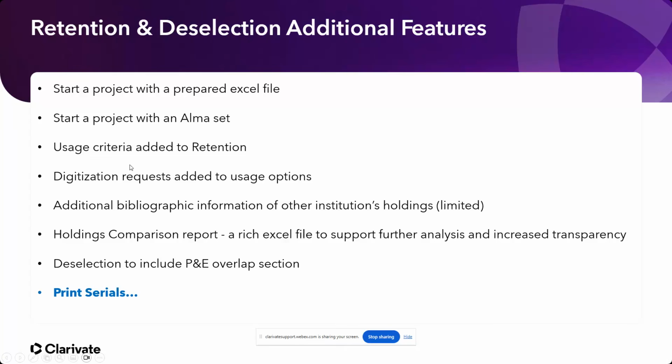We're adding the usage criteria to the retention workflow, which currently does not exist. It's only in the deselection. Digitization requests will be added to the usage options. We're going to be adding some additional bibliographic information about the other institutions holding. Of course, that's limited, but the idea here is just to give you the transparency so you will know how we did the match and you'll feel comfortable with the match. Transparency is key here. It's very important for us.